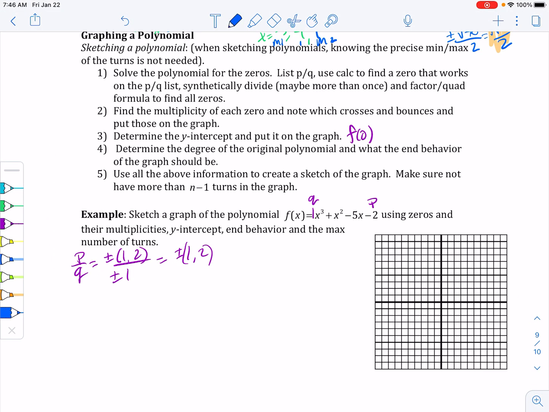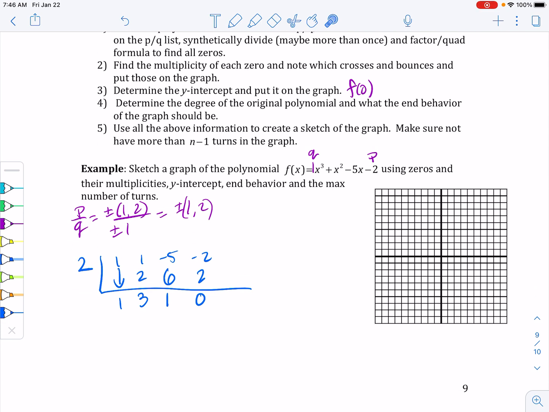So now I'm going to synthetically divide by 2. So I go back and I look, I've got x cubed, x squared, x, and a constant, so nothing is missing, no power is missing. So I've got 1, 1, negative 5, negative 2. So I bring down the 1, 2 times 1 is 2, 1 plus 2 is 3, 2 times 3 is 6, negative 5 plus 6 is 1, 2 times 1 is 2, negative 2 plus 2 is 0. Remember, our pattern is multiply, add straight down, multiply, add straight down, multiply, add straight down. This 0 here means that this is indeed an x-intercept or a factor or root solution. It was a cubed power, so that means that this is now squared.